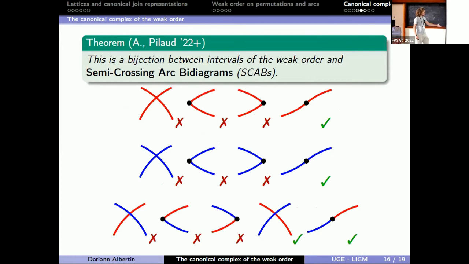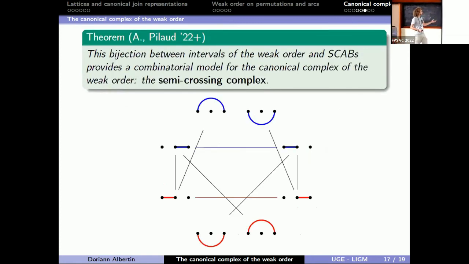Okay. Now, just as before, this gives a nice combinatorial interpretation of the underlying simplicial complex. The canonical complex of the weak order is in bijection with what we call the semi-crossing complex, which is basically you put a copy of each arc, one in blue and one in red. And you put an arc in between two arcs if and only if they do not semi-cross. So on the top, you have the non-crossing complex in blue. On the bottom, you have the non-crossing complex in red. And in between, you have all these arcs that do not semi-cross.